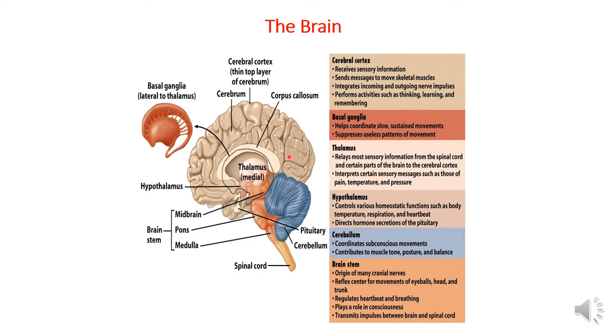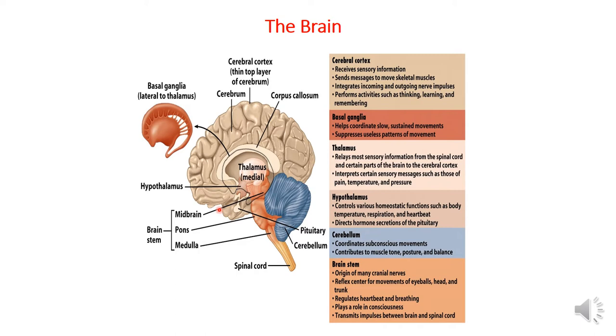Then we have the thalamus, and the thalamus is considered as a relay station. What's the meaning of relay station? Any sensory information, either somatic sensation, auditory sensation, or visual sensation, is relayed in the thalamus before reaching the cerebral cortex. Also, it interprets sensory messages such as those of pain, temperature, and pressure. It produces interpretation of some of the sensory information. Hypothalamus, or the center of homeostasis.